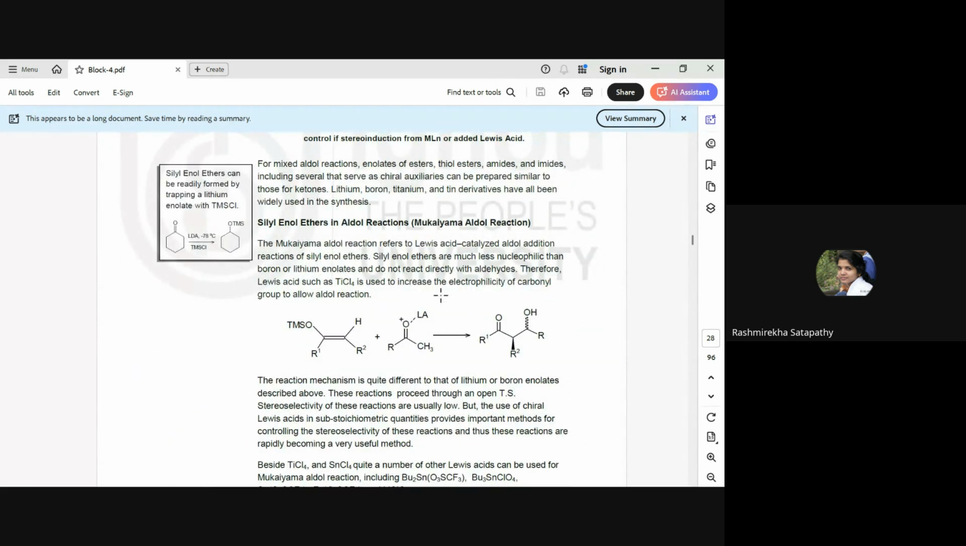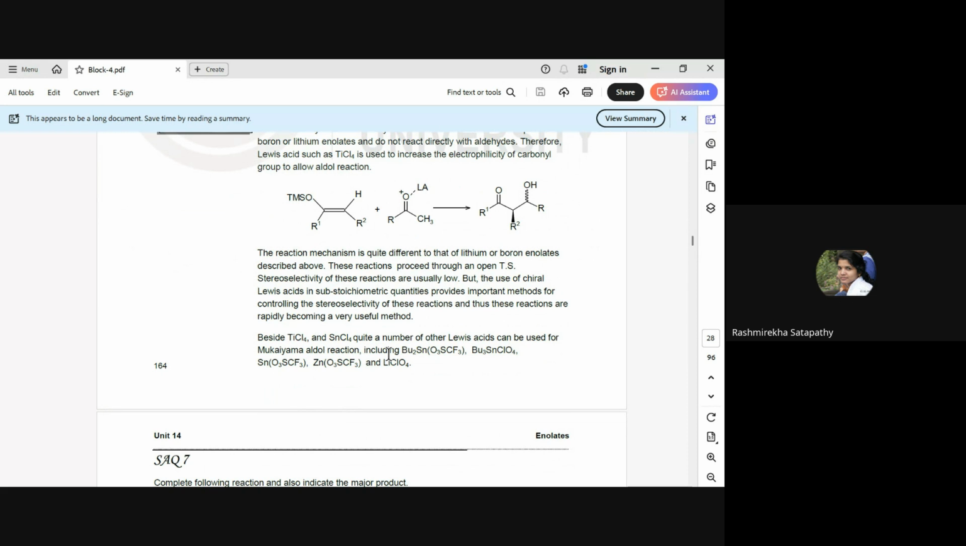Silyl enol ethers in aldol reactions. Mukaiyama aldol reaction refers to Lewis acid catalyzed aldol addition reactions. Silyl enol ethers are much less nucleophilic than boron or lithium enolates and don't react directly with the aldehyde. Therefore, a Lewis acid such as titanium chloride is used to increase the electrophilicity of the carbonyl group to allow aldol reactions.